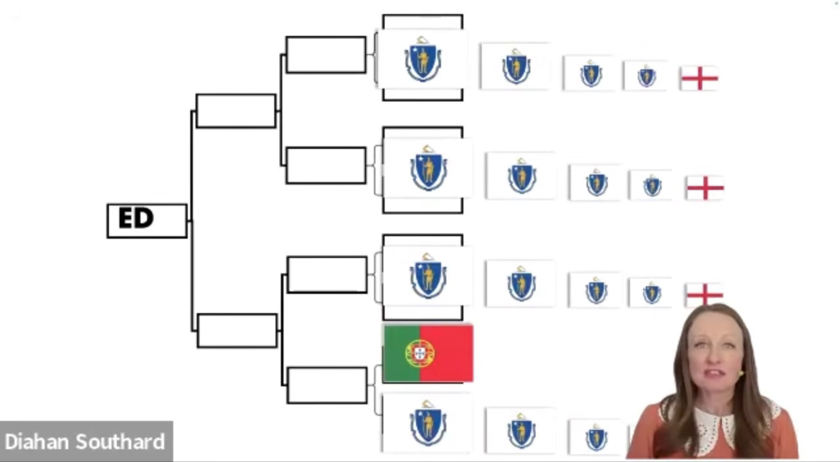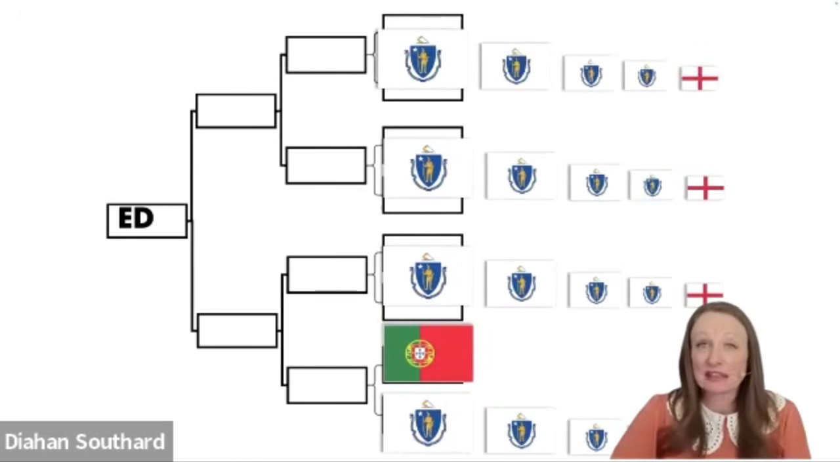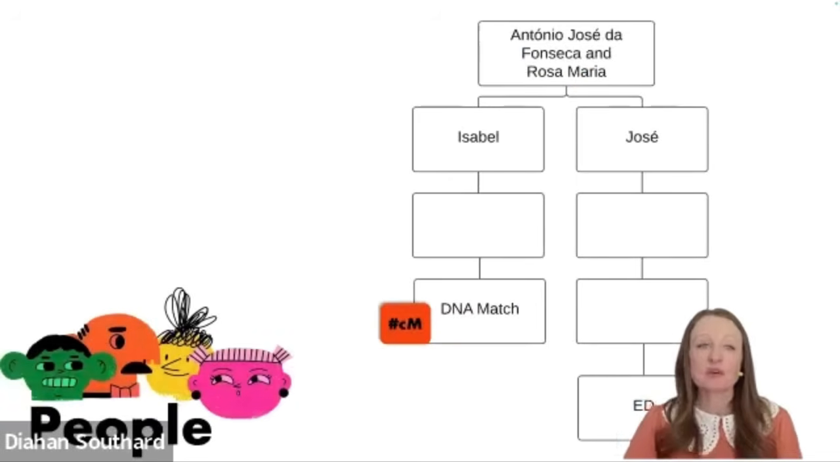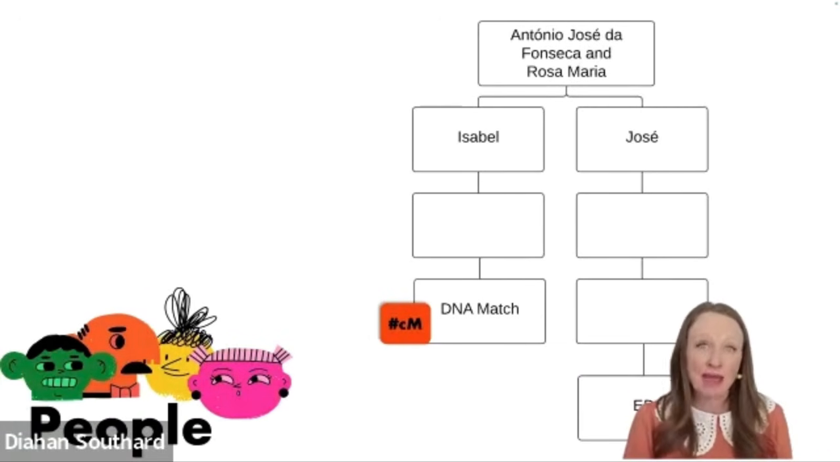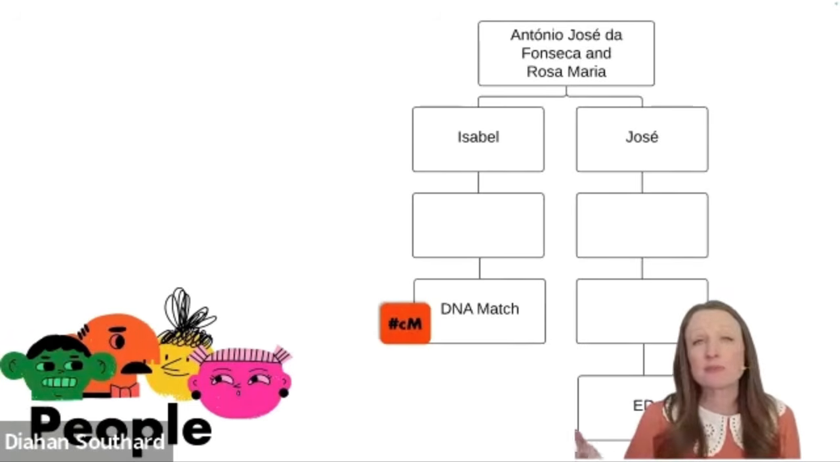So when Ed is doing his research, those DNA matches that are Portuguese are pretty obvious. He's pretty lucky that way. And so he's trying to verify his ancestor Jose's connection to this Antonio Jose da Fonseca and Rosa Maria. And he found this DNA match who claims to also be a descendant of this same couple.